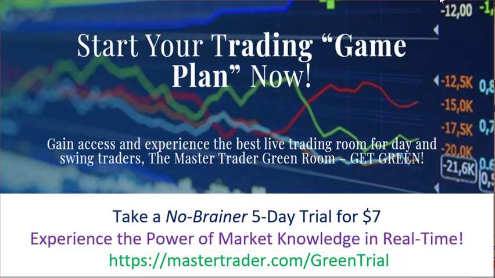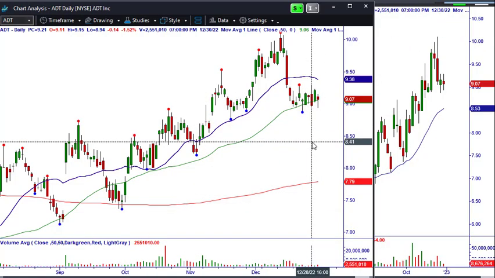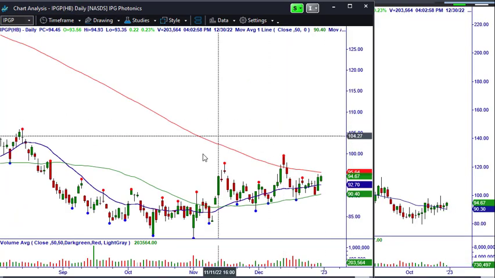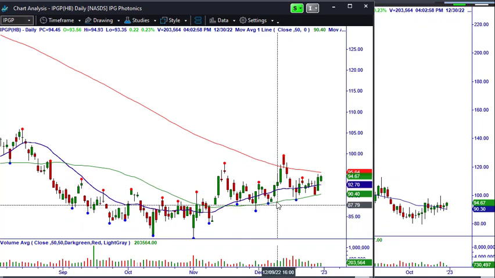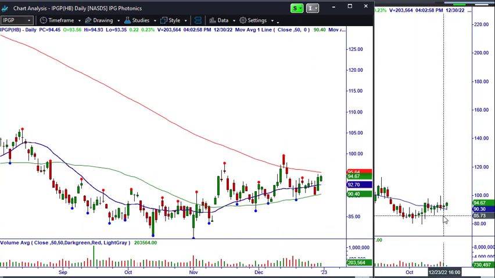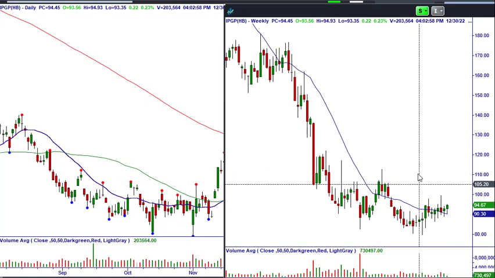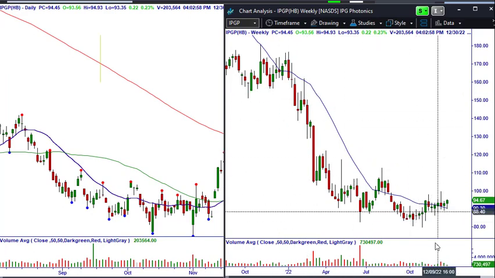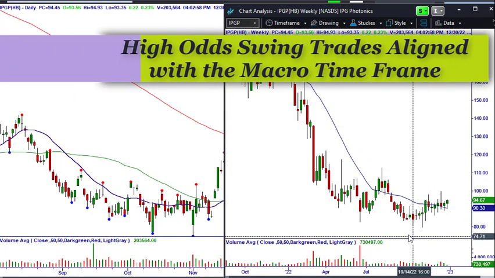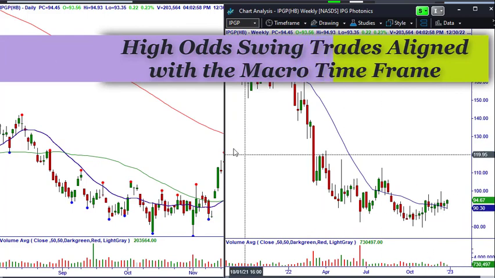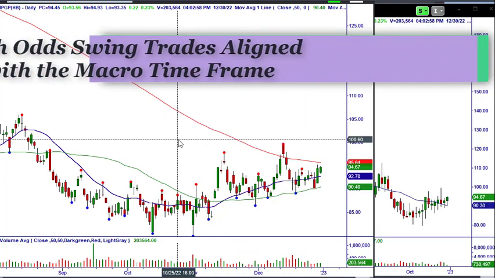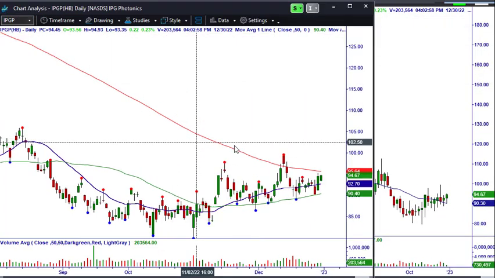Now let's take a look at all of these other beautiful charts I have for our subscribers. IPGP. So here's my daily chart on the left. You can see the 20, 50, and 200. Weekly chart on the right. I just have the 20-period moving average, and I can click it to make it look bigger when needed. So this is a big bottoming pattern on the weekly chart. So multiple time frames are in alignment.